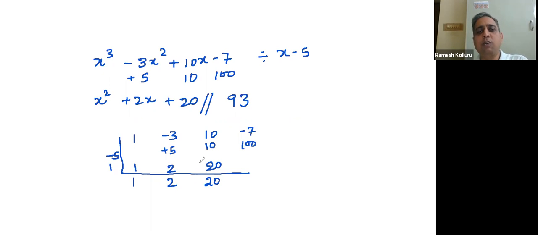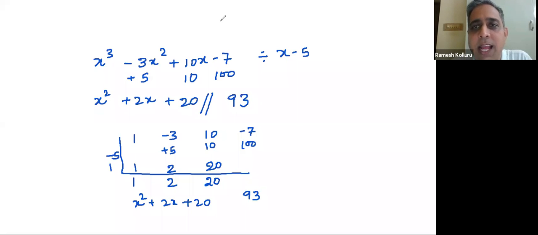So although 1 goes 20 times, you exactly write 20 times. So this is my quotient, x squared plus 2x plus 20, and the final remainder is 93, right? So I hope I'm clear with this. So let us go ahead with a little next level sum, a little bigger sum. I hope everyone is clear with this, right?